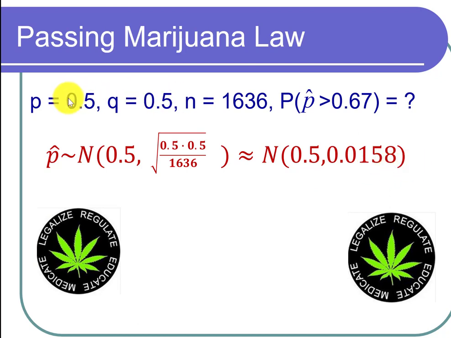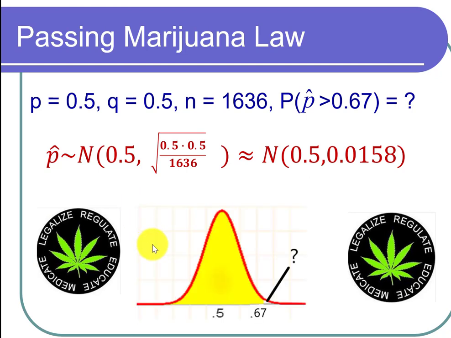Note, by the way, that P times N, or half of 1,636, is a whole lot bigger than 5. Right? It's 818. And Q times N is the same thing, much bigger than 5. So that means I can actually say that we have a normal distribution for the sampling distribution. We can do all this information.